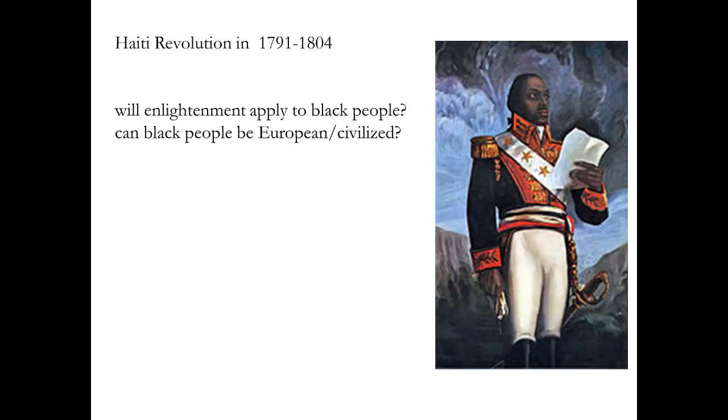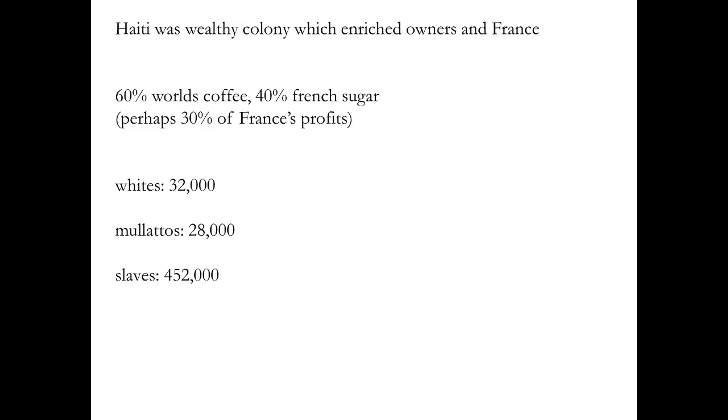That brings us to the Haitian Revolution from 1791 to 1804. The Haitian Revolution asks the question, does the Enlightenment apply to Black/African peoples, to slaves? Can Black people be European and civilized? Do the ideas of Europe apply to Black people in the New World? And the answer is yes. Yes, it should, at least. It does.